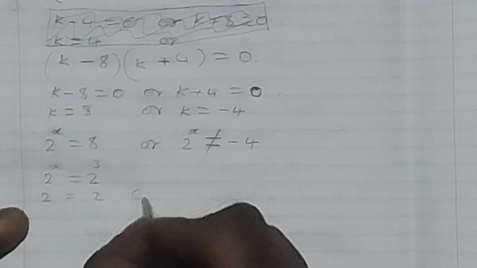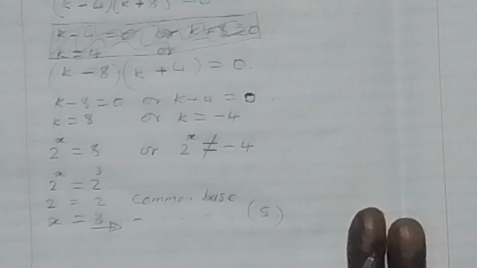2 to the power x is equal to 2 to the power 3, which is 8. Therefore, we have a common base. Therefore, x is equal to 3. You're done. You have your 5 marks. Remember here, you go and collect everything. Go and collect everything. You go to 1.1.5.